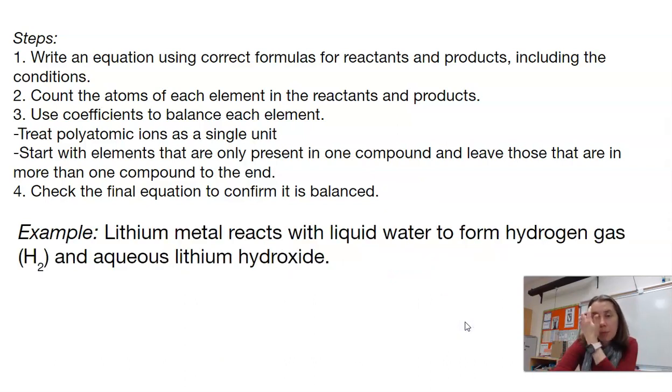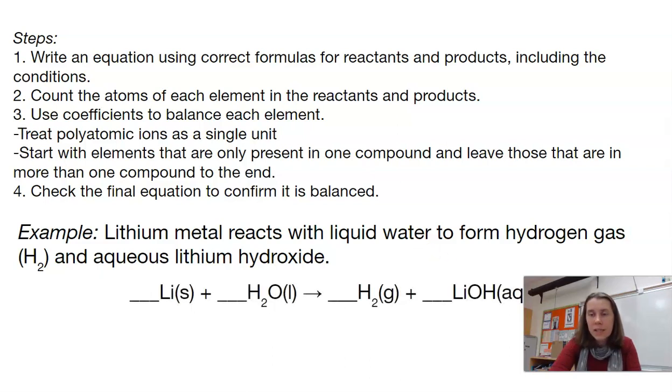Here's an example where we're given words. This is where that naming that I made you learn earlier in the year is going to come in helpful. So lithium metal, lithium is an element. It's on your periodic table. The symbol is Li, and if it's a metal, it would be a solid. It reacts with liquid water, which is H2O, to form hydrogen gas, which I already told you is H2 in nature, and makes aqueous lithium hydroxide. So that's an ionic compound, and you'll need to know that hydroxide is a polyatomic ion in order to find it on your chart to write out the formula.